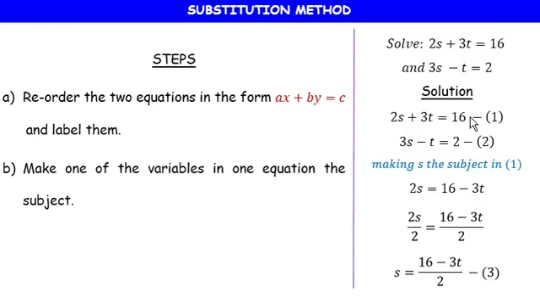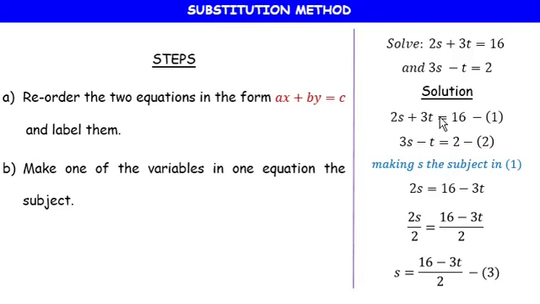So we just go straight forward and label them. So 2s plus 3t is equal to 16, that gives us equation 1. 3s minus t is equal to 2, that gives us equation 2. The next step is to make one of the variables in one equation the subject. So under the substitution method, after labeling the two equations, we are going to make one variable the subject in one of the equations. So let's decide to make s the subject in equation 1.